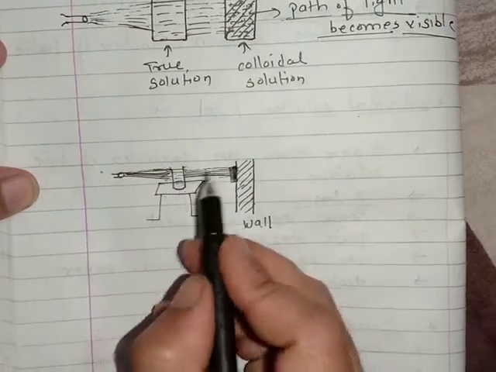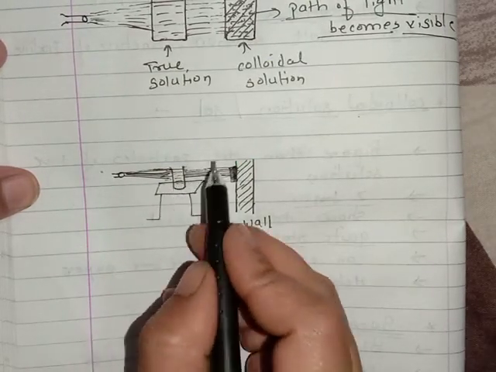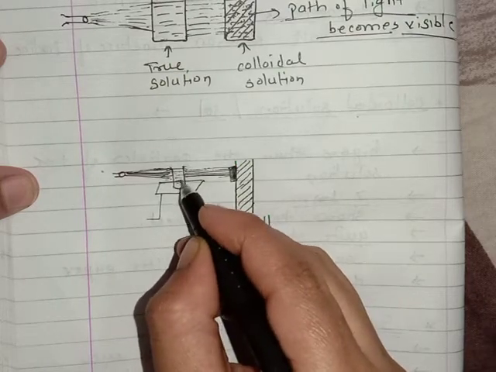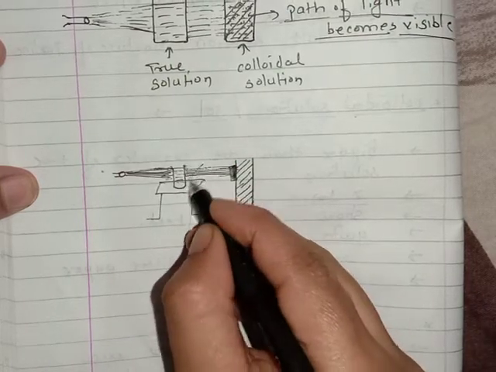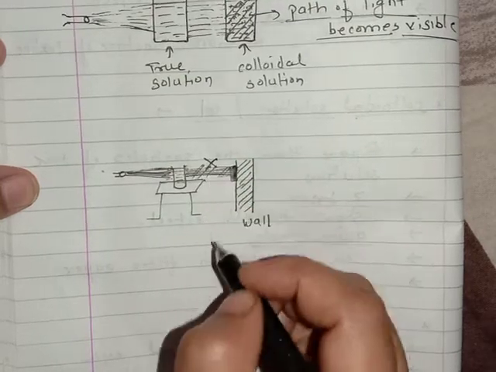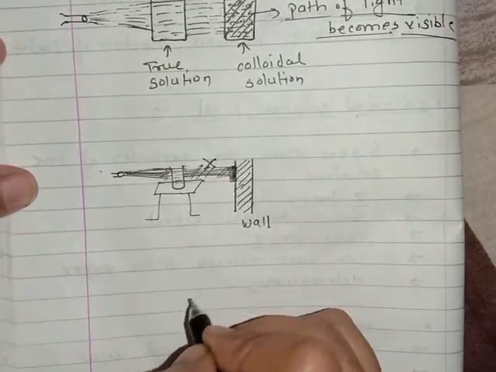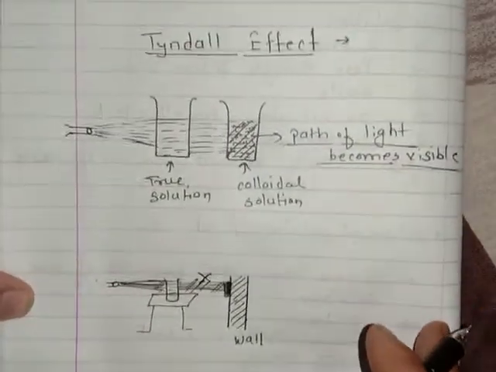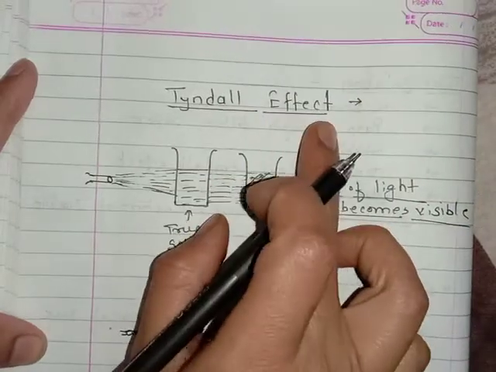But if you take a colloidal solution here, children, then the particles of the colloid scatter the beam of light, and you will observe that no light will fall here on the wall. In this way you can perform this activity at your home, so you will exactly come to know what the Tyndall effect is.